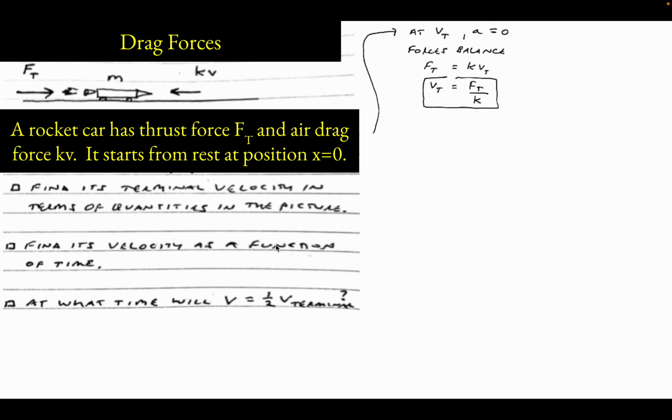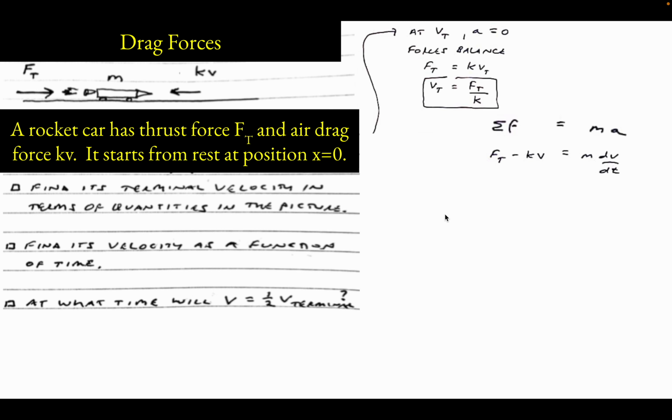Next, we're supposed to find the velocity as a function of time. Here you want to begin with F equals ma. The sum of the forces is the thrust force acting to the right, which I'm calling positive, and kv acting to the left, so it's negative. Set it equal to ma, but here we substitute a as dv/dt. So we get a differential equation for v. You'll also see differential equations in the context of oscillations, but motion with drag is another context where you'll see them.